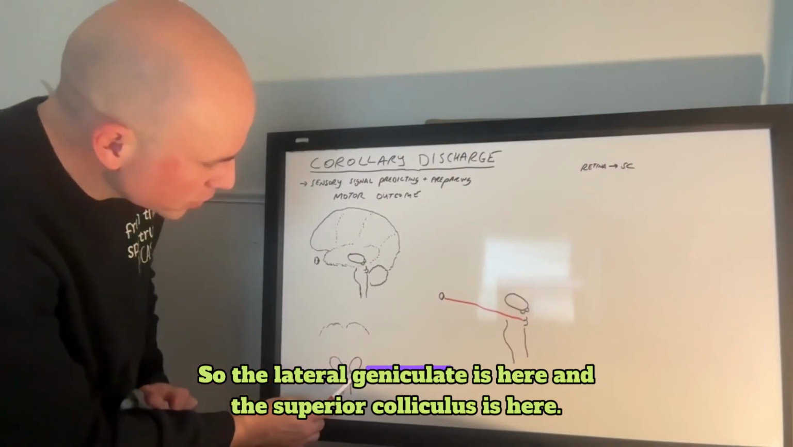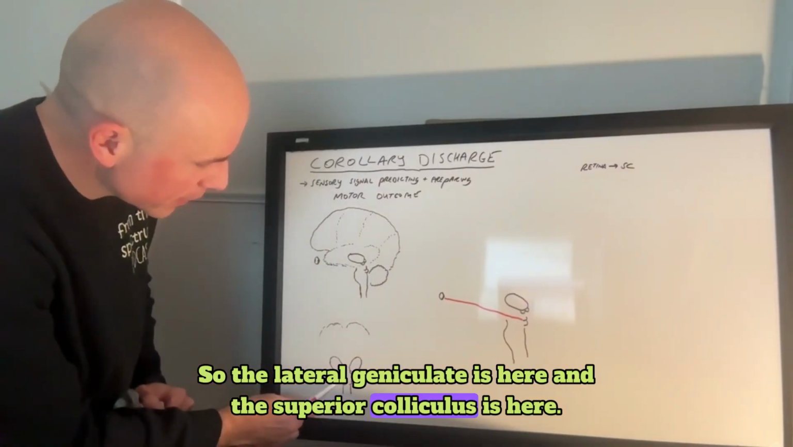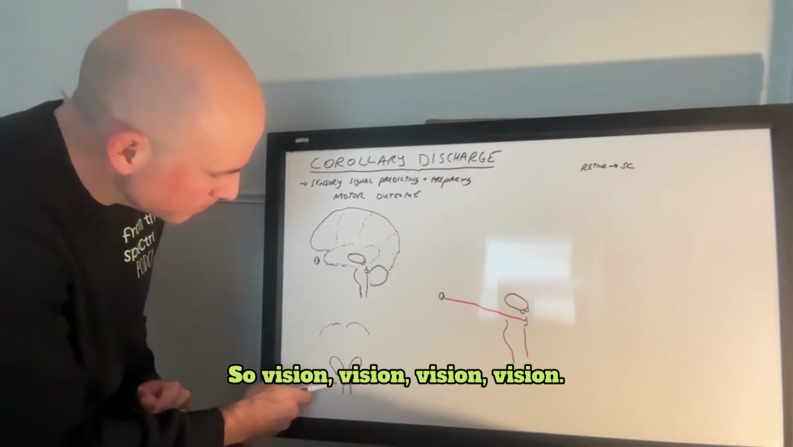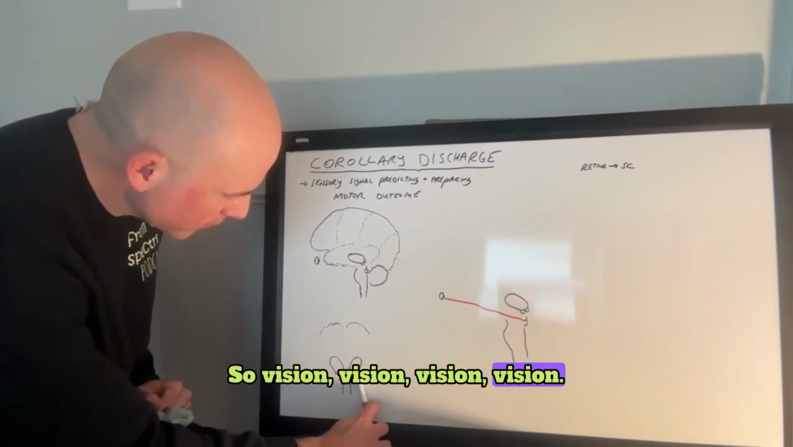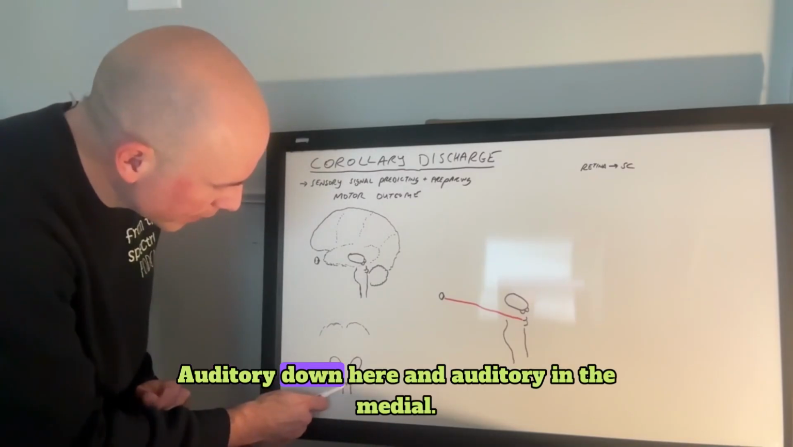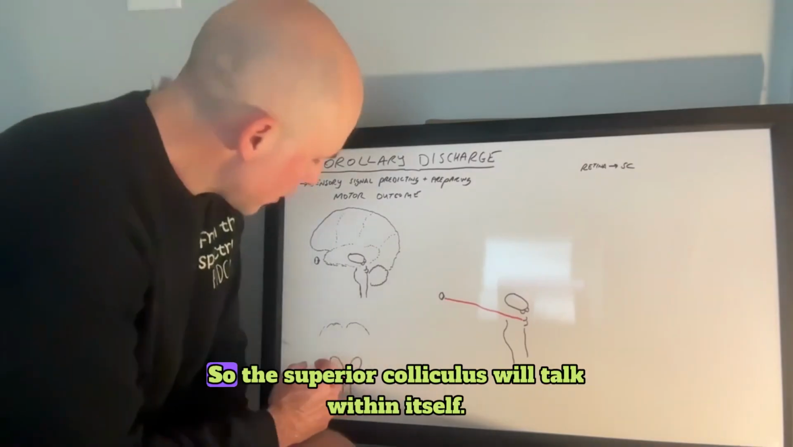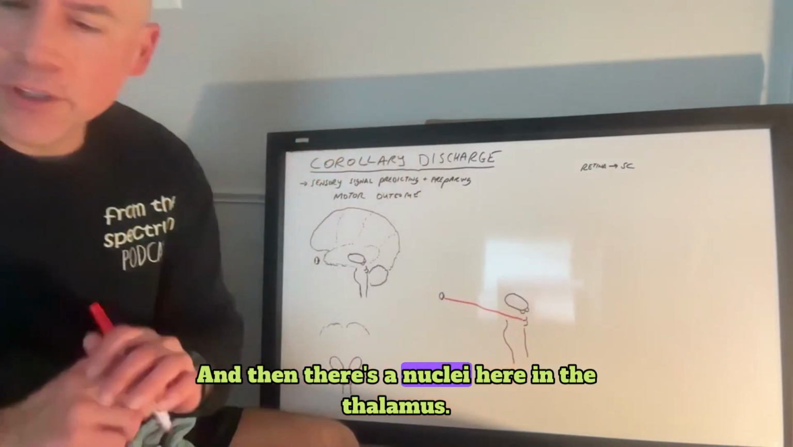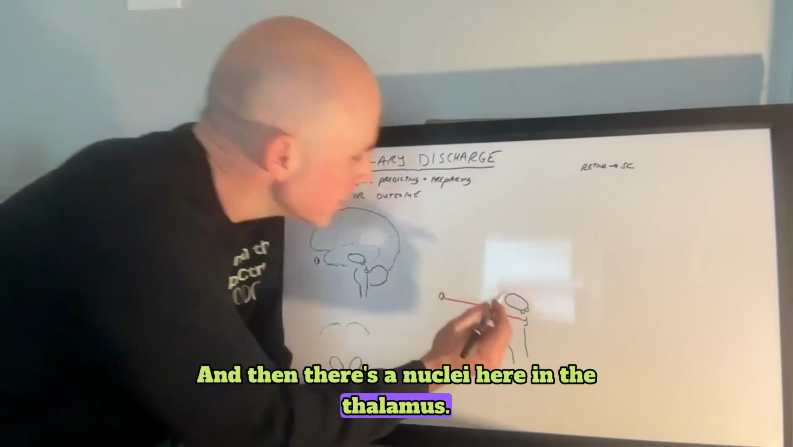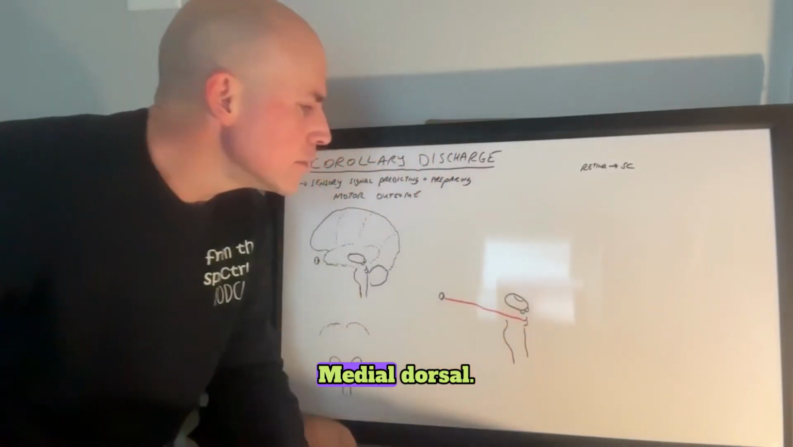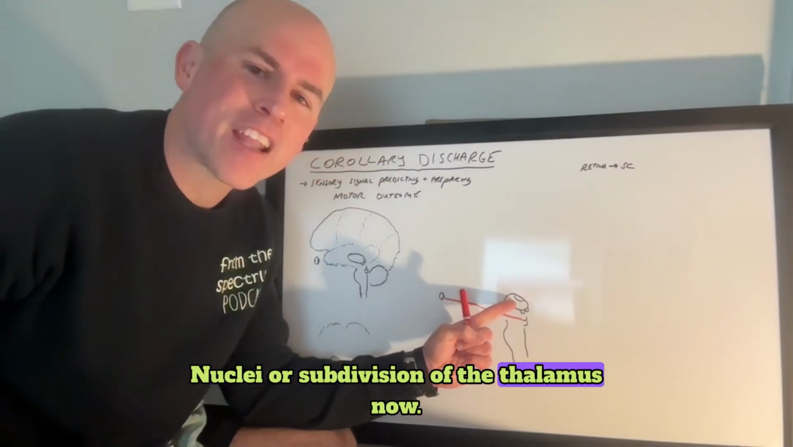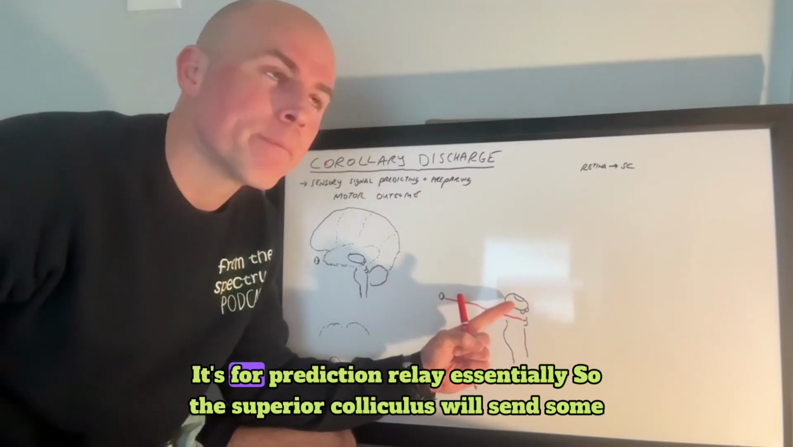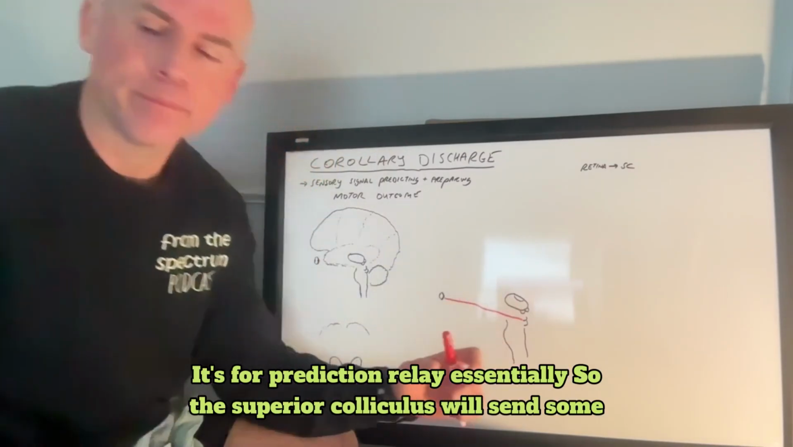So the lateral geniculate is here, and the superior colliculus is here. Superior colliculus is above the inferior colliculus. So vision, vision, vision, vision. Auditory down here, and auditory in the medial. So the superior colliculus will talk within itself. And then there's a nuclei here in the thalamus, right here. Medial dorsal nuclei, or subdivision of the thalamus. Now, this is a relay station, but it's not for sensation. It's for prediction relay, essentially.